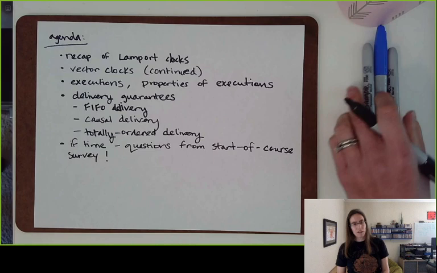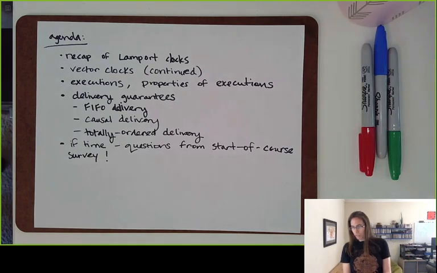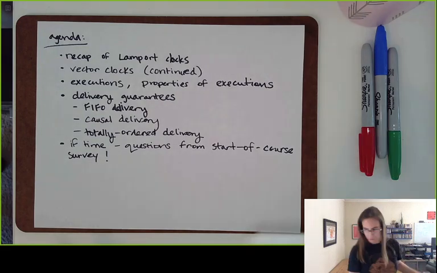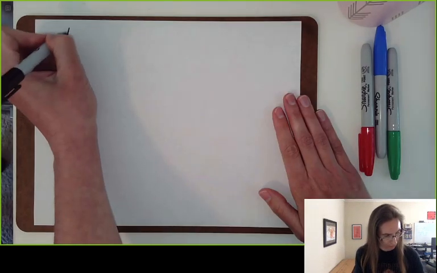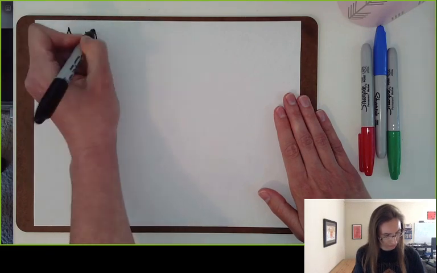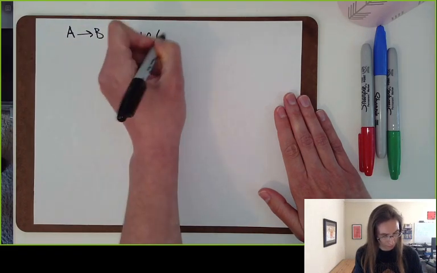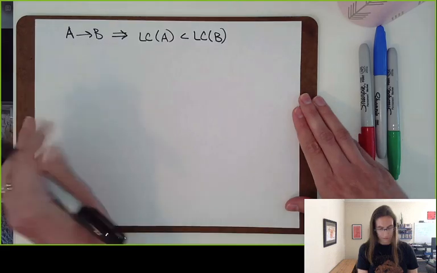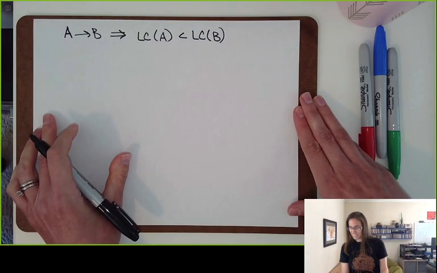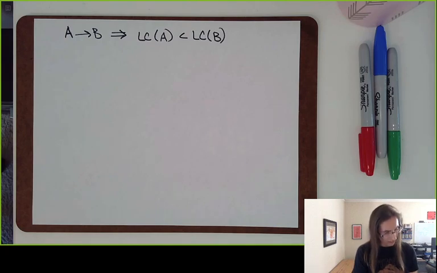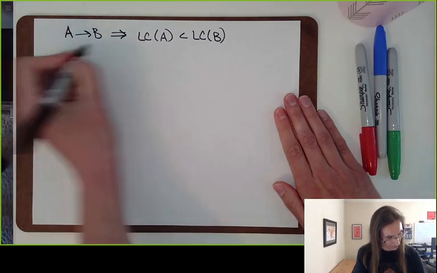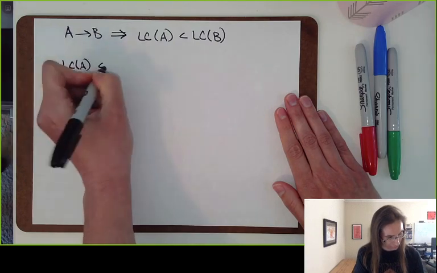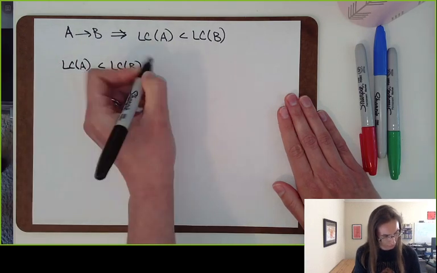So last time we talked about Lamport clocks. What's the relationship between Lamport clocks and causality? Well, the relationship that we wrote down last time is this. If A happens before B, then we know that the Lamport clock of A is less than the Lamport clock of B. So what about the other direction? If the Lamport clock of A is less than the Lamport clock of B, is this true?